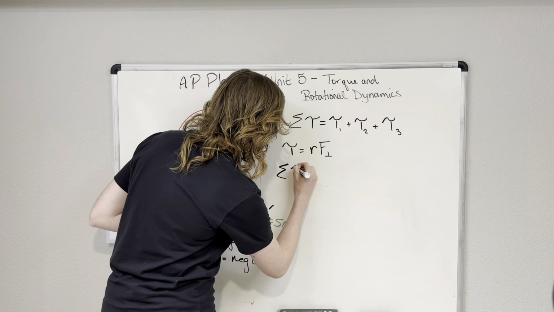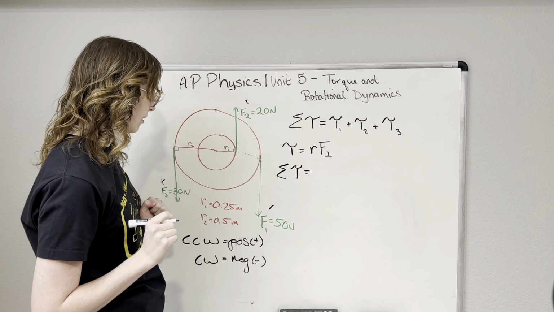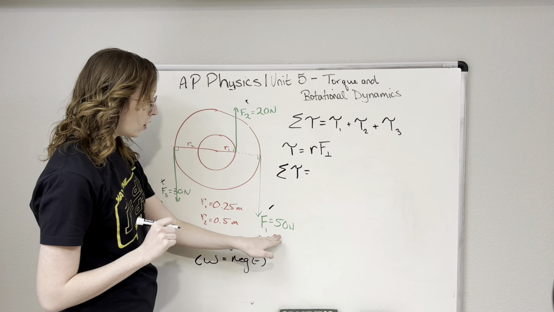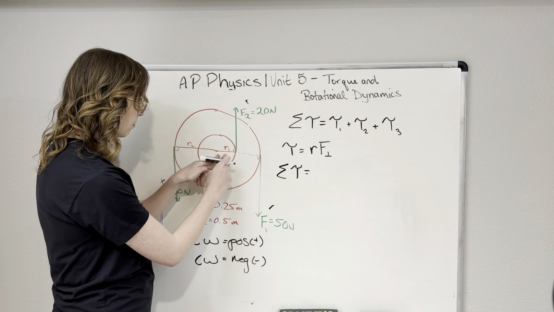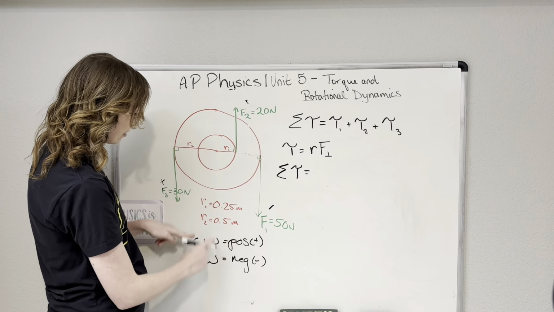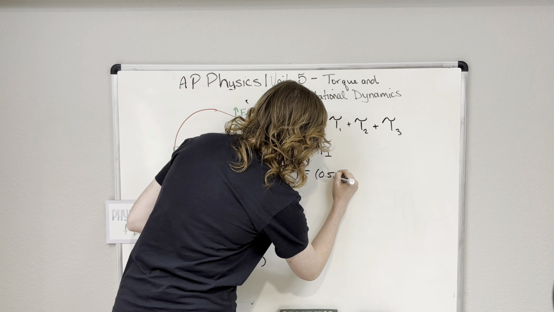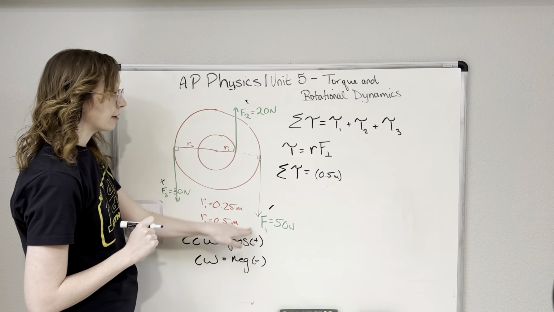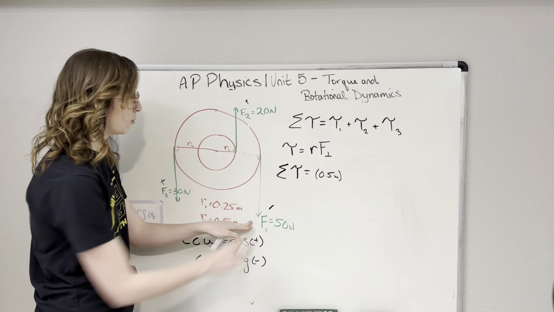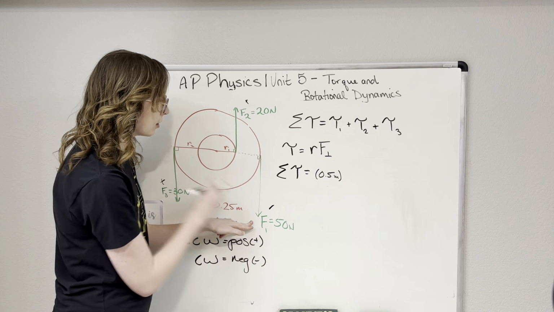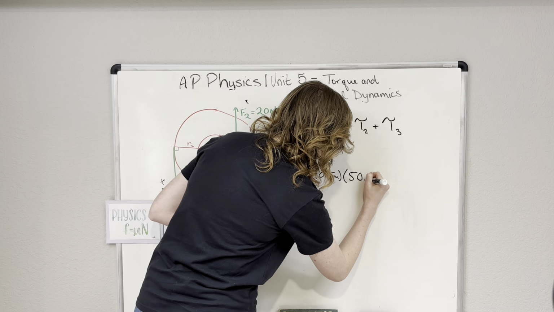So we have our net torque that's equal to the sum of our different torques, where torque is equal to radius times the perpendicular component of force. So torque 1 here is going to be the radius that force 1 is acting on, which is at the radius of our bigger circle. So that's radius 2, so 0.5 meters times the perpendicular component of force 1. Thankfully, the perpendicular component of force 1 is just force 1 because it is already perpendicular to our axis of rotation here. So that is just going to be 50 newtons.